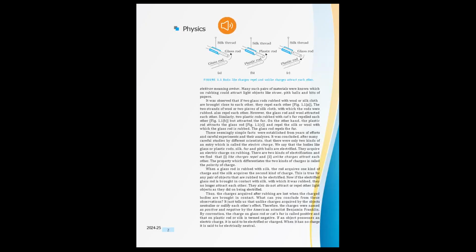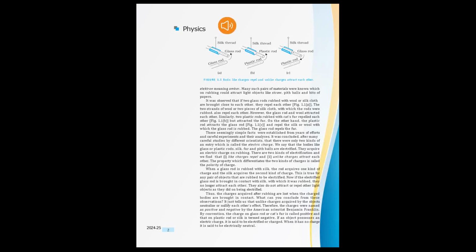There are two kinds of electrification and we find that like charges repel each other and unlike charges attract each other. The property which differentiates the two kinds of charges is called the polarity of charge. When a glass rod is rubbed with silk, the rod acquires one kind of charge and the silk acquires the second kind of charge. This is true for any pair of objects that are rubbed to be electrified.